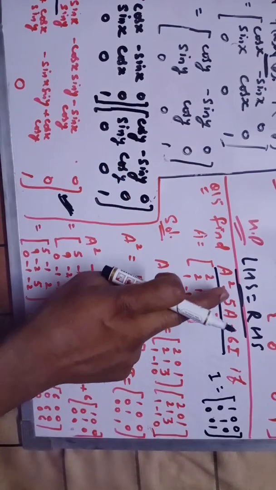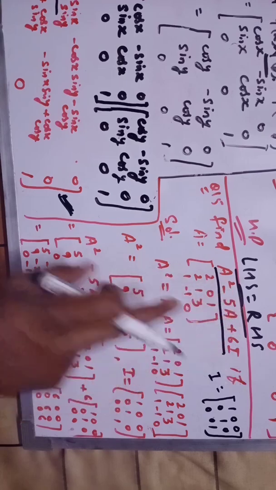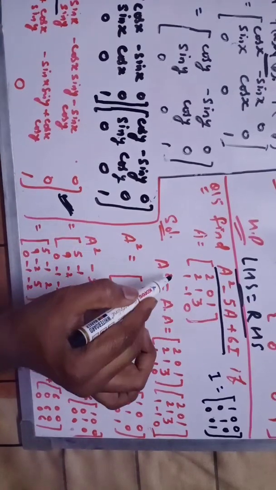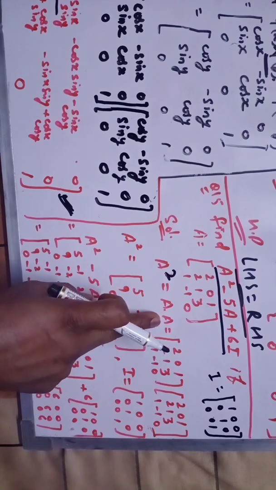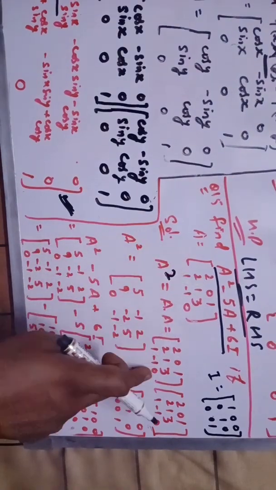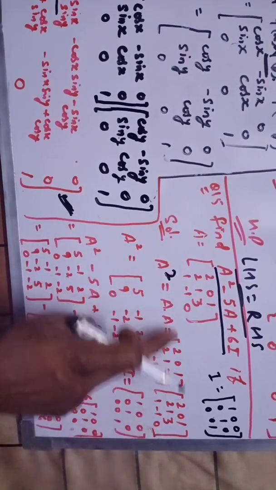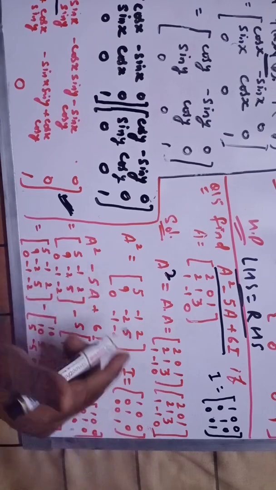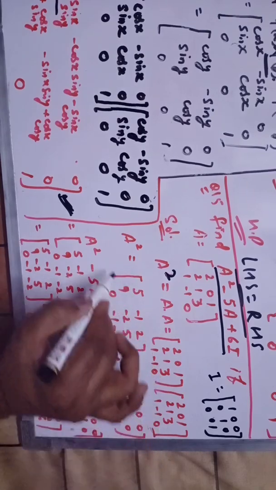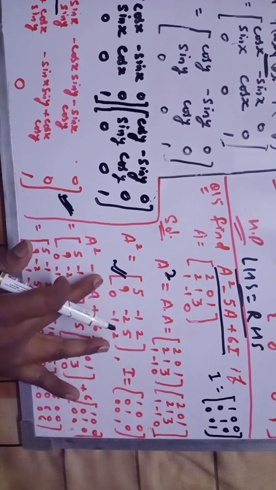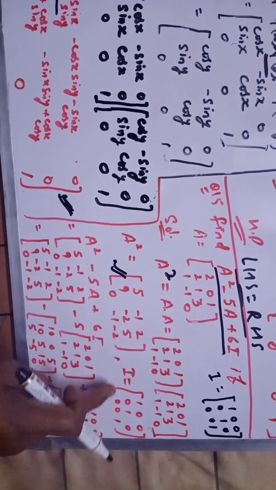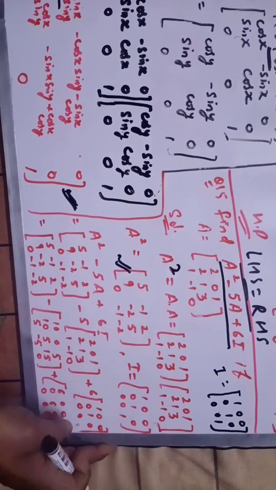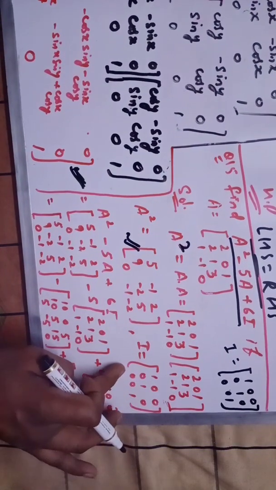First of all, you have to find out A square. A square is equal to A into A. So you have to multiply this matrix A with this same matrix A. After multiplication, you will get this matrix, that is A square. This is your A square, and here I am writing the identity matrix. Got it? Here it is, the identity matrix.